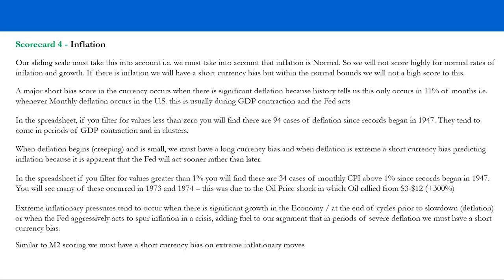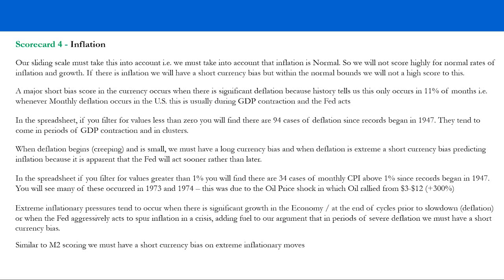And that kind of makes sense because we're looking at the CPI all items here, and all items includes food and energy prices. So when we look at extreme inflationary pressures, they tend to occur when there's significant growth in the economy, or at the end of cycles prior to a slowdown, so prior to deflation, or when the Fed acts aggressively to spur inflation in a crisis. And this adds fuel to our argument that in periods of severe deflation, we have to have a short currency bias.